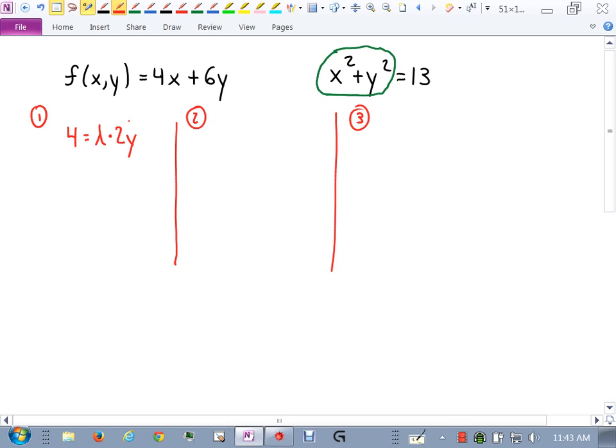Second equation should be what? Just give me what it is. 6 equals... Oh, wait a minute. What did I do? Yeah, change that to an x. Right there, x, x, x, x. Yeah, that's probably confusing you there. Everyone got that? Okay. That one over there, 2y. Last equation is your constraint.